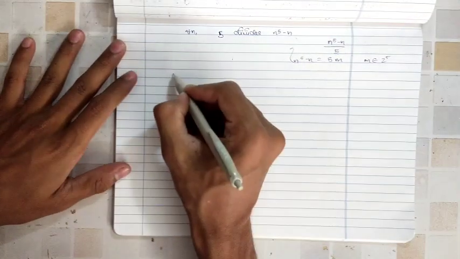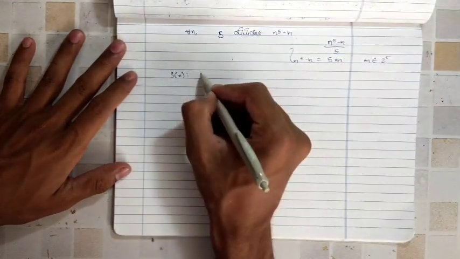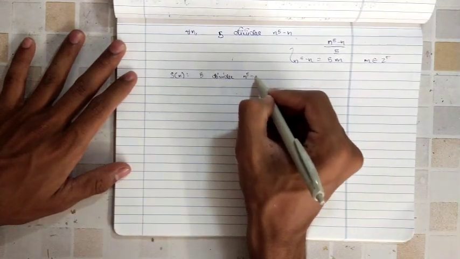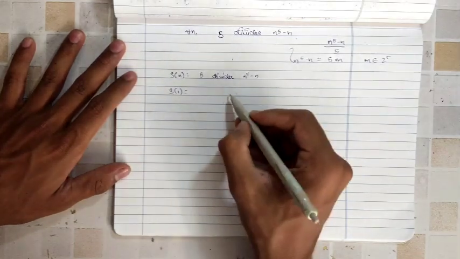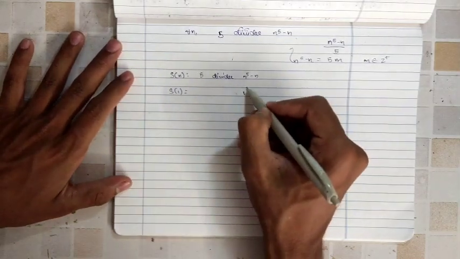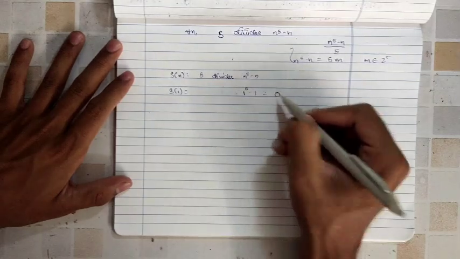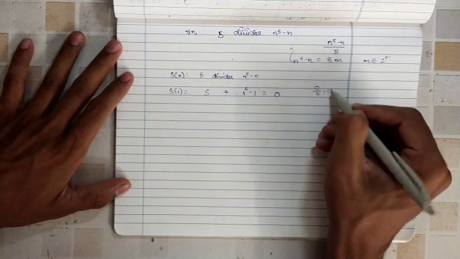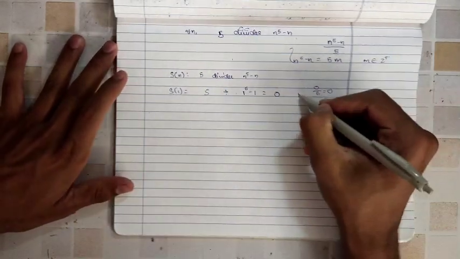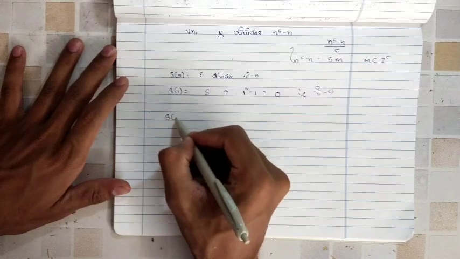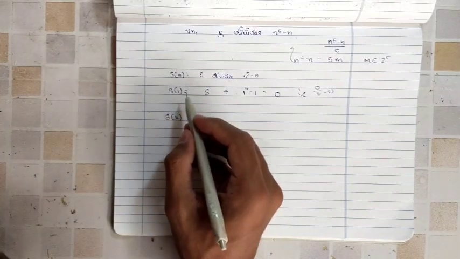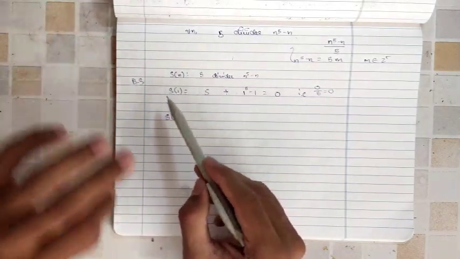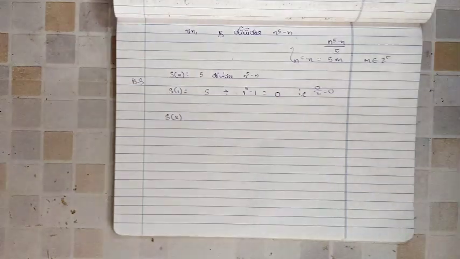Now, let S of n be: 5 divides n power 5 minus n. Then I will take S of 1. So S of 1: 1 power 5 minus 1 is equal to 0. So does 5 divide 0? Yeah, 0 by 5 is 0, right? So 5 divides 0. Okay, that is the basis step. S of n is true, S of n I took, which is true, then what I will do.